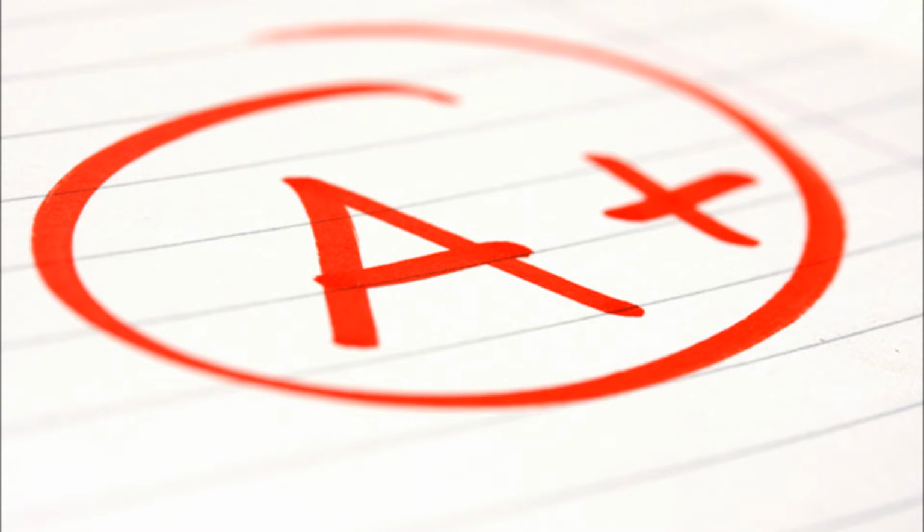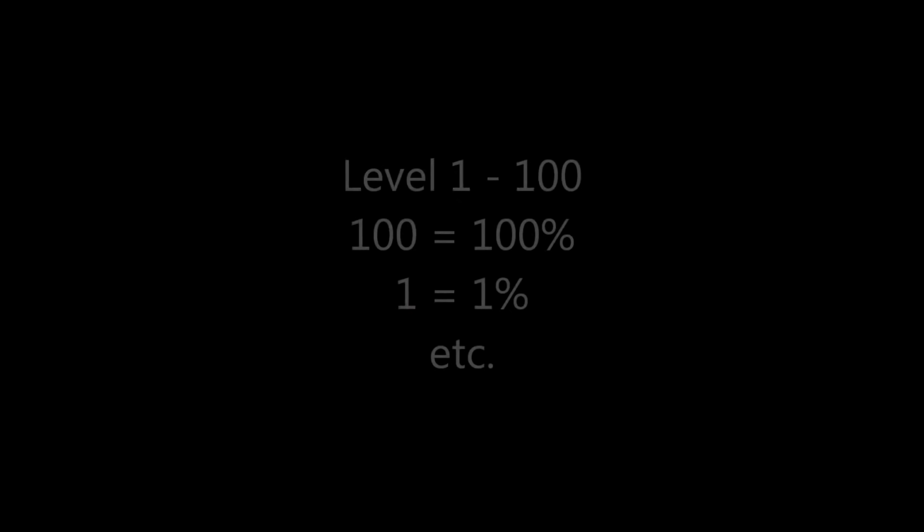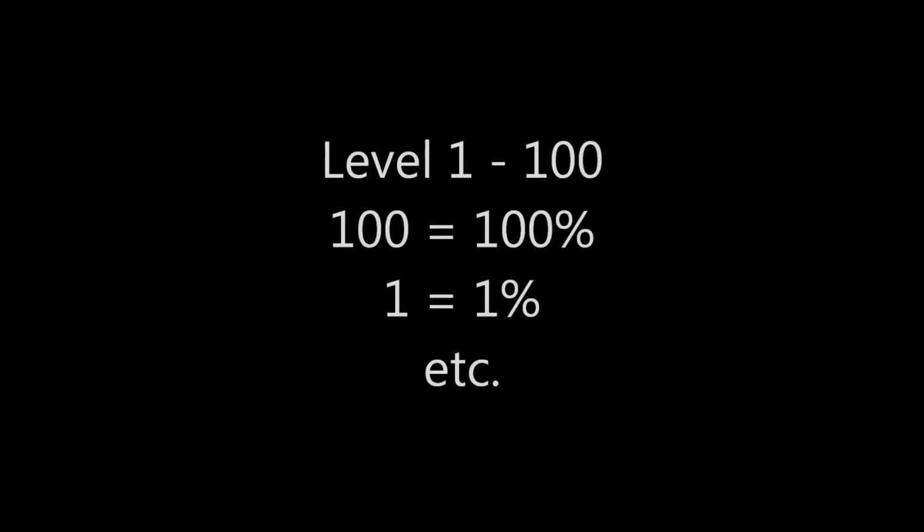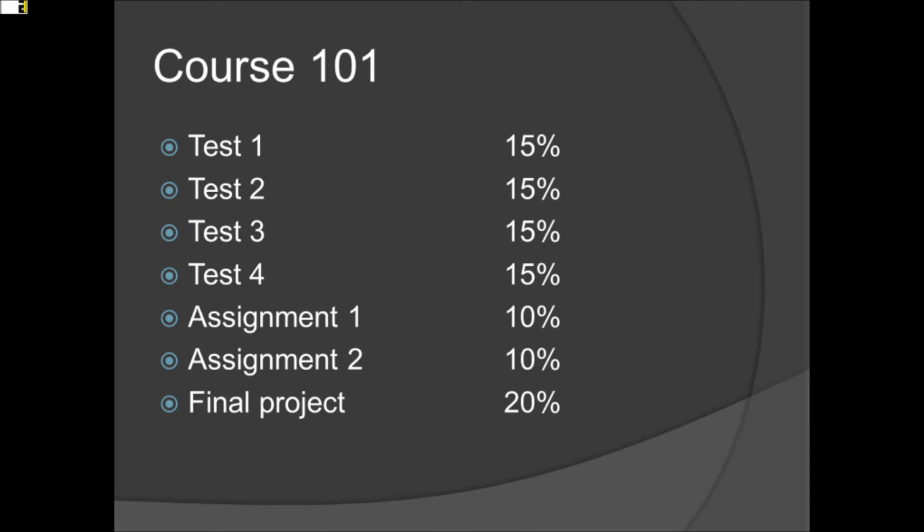Now you may be asking yourself, how does game grading work? I want your students to look at assignments differently. Instead of a student earning a grade, they will earn experience points, or XP, which will go towards earning levels required to graduate, which will also equate to a grade. Let's use an example. Let's imagine you instructed a course which assessed students based on 4 tests, each worth 15%, 2 term projects, each worth 10%, and a final project worth 20%.